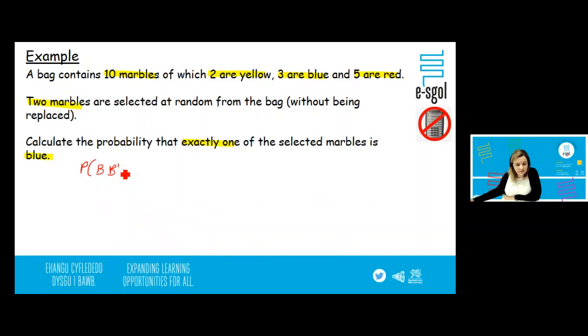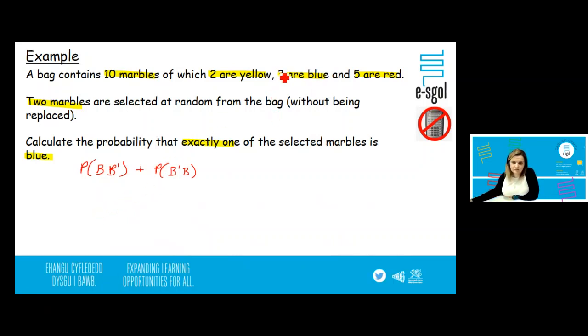Okay, so B with a little dash means not blue. So blue and not blue is one option. And then the other option is the other way around. That does count as a separate option. So you can't just accept the first one and say, well, I've done it. You have got to change it so it's the other option as well. So not blue first and then blue. So these are the 2 things that would need to be worked out here.